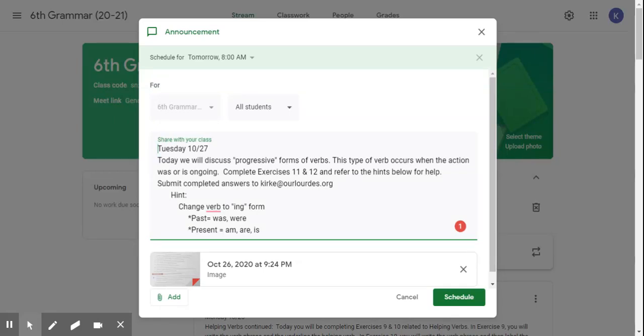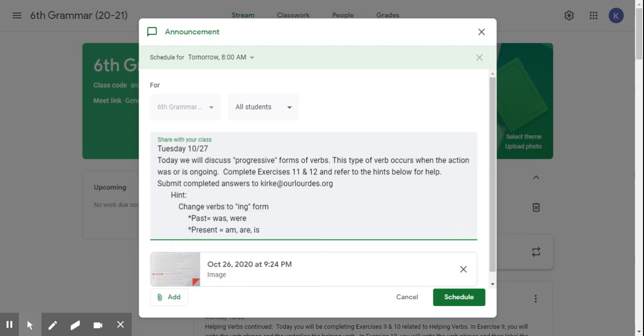Hello, everybody. With the assignment today for grammar, I'm just going to walk you through how to look at these progressive forms of verbs. So there is a little bit of a hint area right here, which I can explain. And then as far as the assignment that's attached, it's right down here, and we'll look at it. Okay. So first thing, I guess I'll change this to verbs.